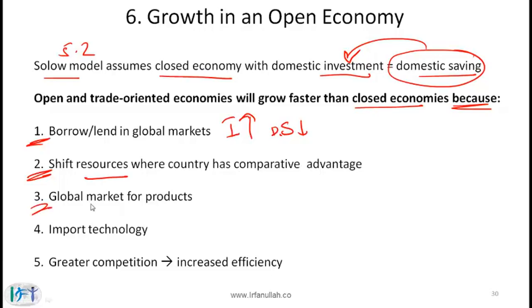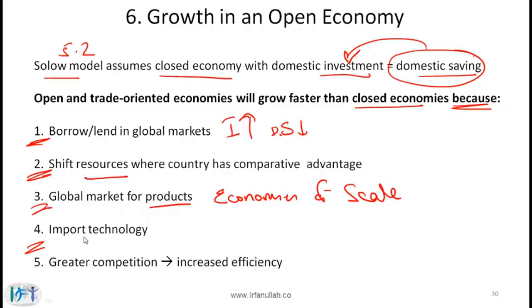Next point, in an open economy, companies have access to much larger markets, larger global markets for their products. This means that if companies are producing on a much larger scale, then there will be more economies of scale. So the per product unit costs will come down, and that obviously is more efficient.